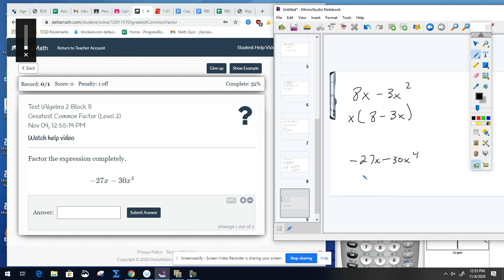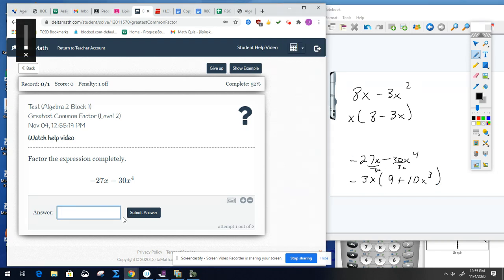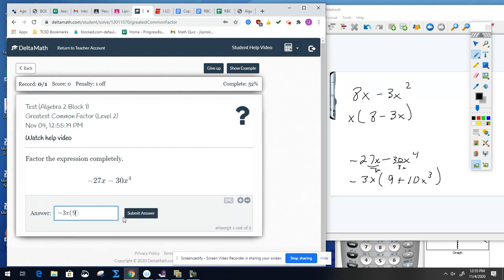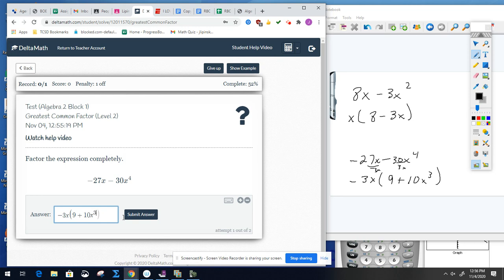So like these two, first of all, if the first number is negative, I want to take a negative out. And because they're both divisible by 3, I'm going to take out a 3, and I can take out an x. So I'm really dividing each of these by 3x. And that would give me a 9 plus, the signs change because I'm taking out a negative, plus a 10x to the third. Okay, and I'm not sure how Delta Math is going to mark this. I'm not sure if you need to put them in standard form. I wouldn't think so, but 9 plus 10x to the third. And again, you hit that little caret button, which is shift 6 to get the third there. So you can write your answer.